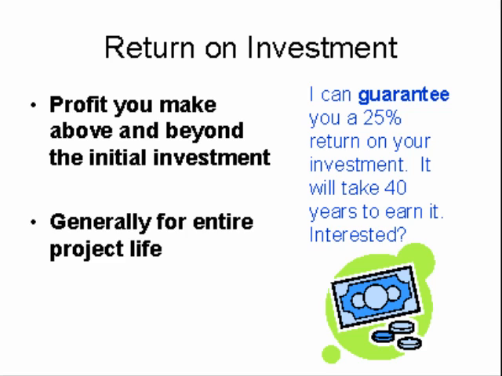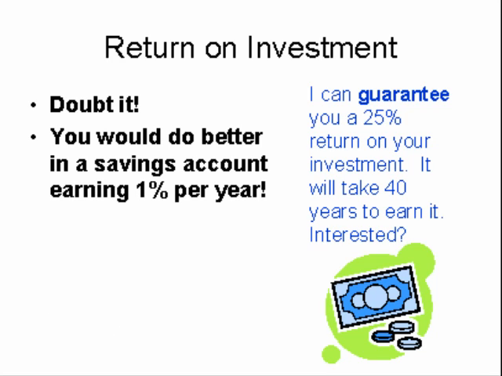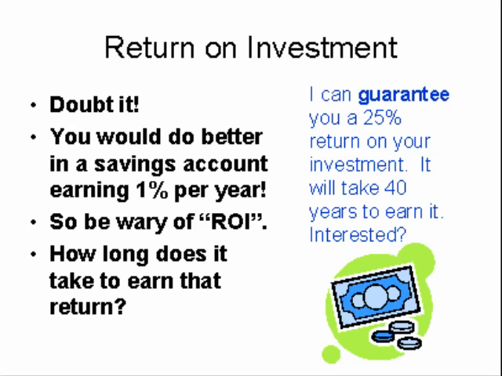What if I guaranteed you 25% and it would take 40 years to get it? That's a long time to wait for 25% return. You'd be better off earning 1% per year in a savings account, because then at least you'd have 40% when you were done. So you have to be a little bit wary of return on investment. How long did it take you to get that? So return on investment has a little bit of a flaw.